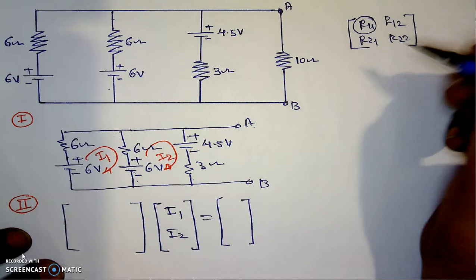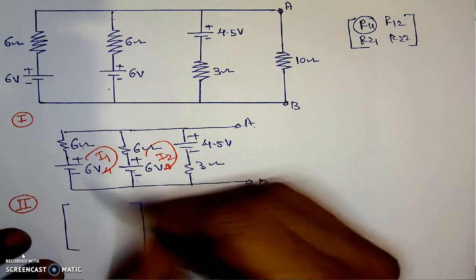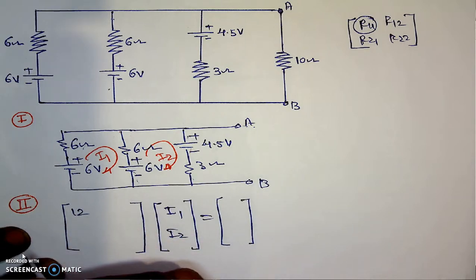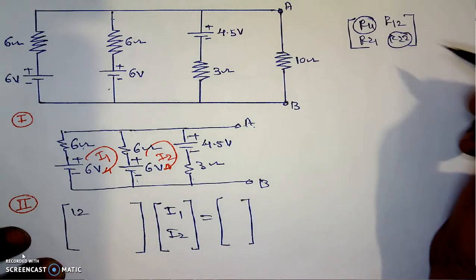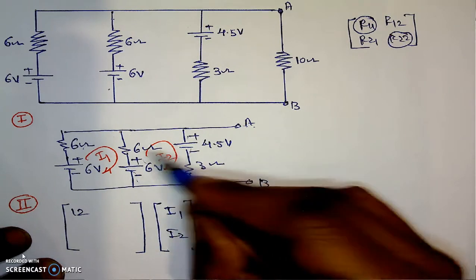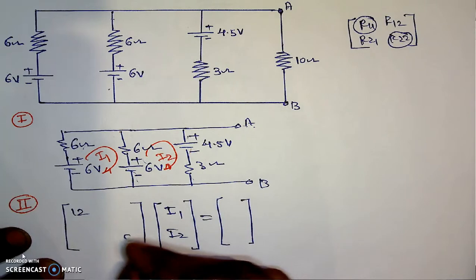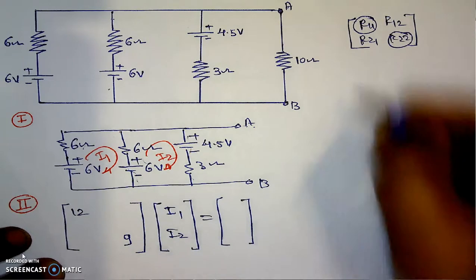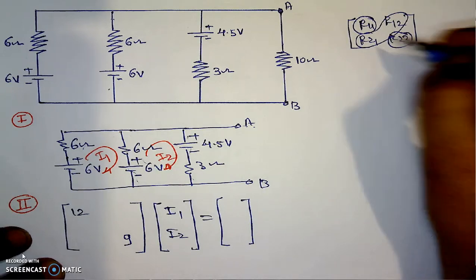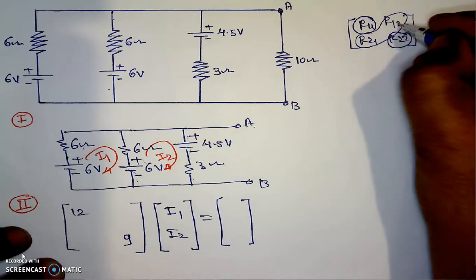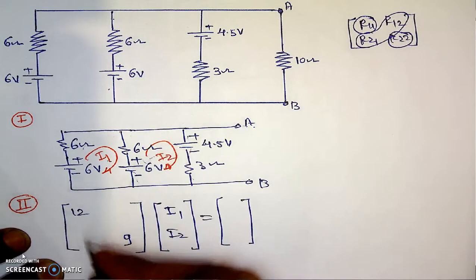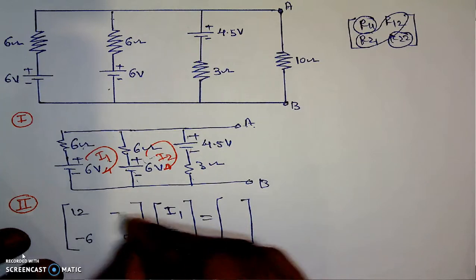R11 is the resistance of the first loop. This is the first loop. Its resistance will be 6 plus 6, that is 12. Diagonal elements are positive. Then R22, the resistance of the second loop. This is the second loop. Its resistance will be 6 plus 3, that is 9. The remaining elements are negative, R12 and R21. That is the resistance common to the first and second loop. The common resistance is 6, so this value will be minus 6 here, and minus 6 here.